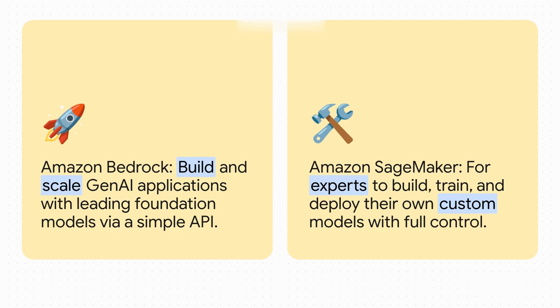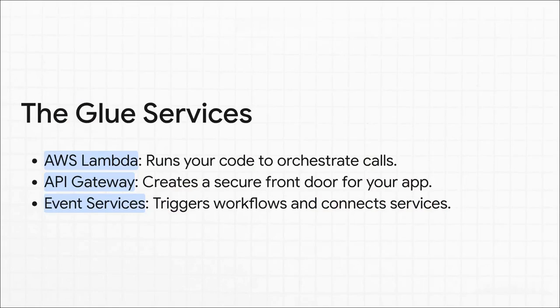That's the key difference. But having a powerful model is kind of useless if you can't connect it to the real world. And that's exactly where these glue services come into play. You've got AWS Lambda, which is what actually runs your code and orchestrates everything. You have Amazon API Gateway, which acts like a secure front door for your application. And then you have event services to trigger workflows and connect all the different pieces. This is the critical plumbing that takes a cool AI experiment and turns it into a real, actual functioning product.